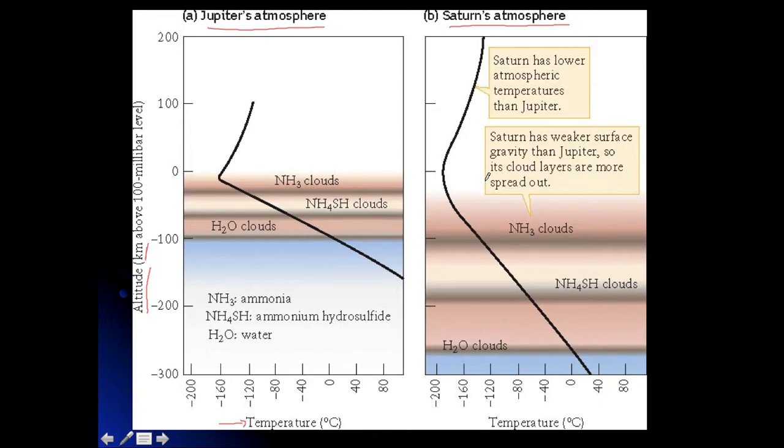And Saturn has a weaker surface gravity than Jupiter, so its cloud layers are more spread out. The difference is that these very compact layers in here are mainly due to Jupiter's gravitational pull being so strong, it's keeping those gases very tight, whereas Saturn's gravitational pull isn't quite as strong, and so it's keeping those same gas layers a little bit more spread out.